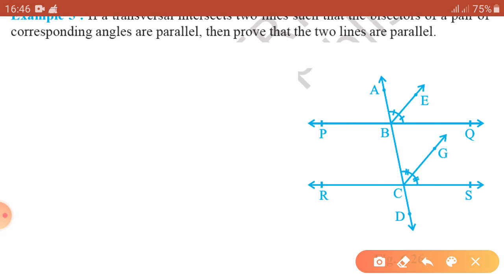The question here is, if a transversal intersects two lines such that the bisectors of a pair of corresponding angles are parallel, then prove that the two lines are parallel. So for this solution, to solve this problem, we have to look for the figure number 6.26. Here a transversal AD intersects two lines PQ and RS at points B and C respectively.